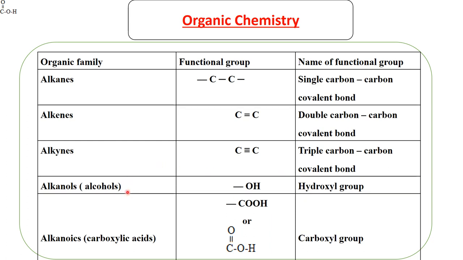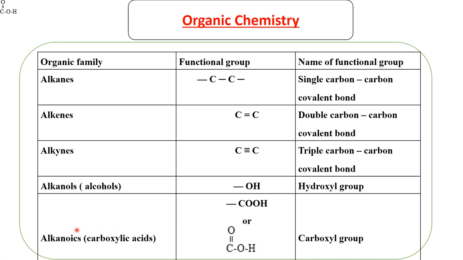Then we go to alkanols or alcohols. For alcohols, we have OH. This is the functional group. An alcohol should have this. This is what makes an alcohol. This is called a hydroxyl group. A hydroxyl group.